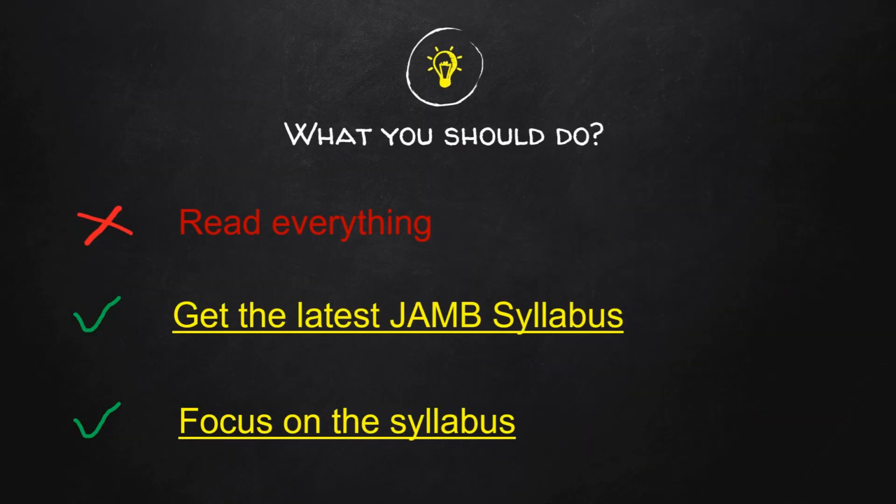Before we get to the last point, what should we do? You can see the first one, read everything. No, don't read everything. Like I said, you have to get the latest Jamb syllabus. Focus on that syllabus, and that is more than enough. Eight or nine months of preparation for Jamb with the syllabus is going to give you nothing less than 350 plus, and at the very least 280 plus. Just try this and you're going to see how wonderfully well you're going to do in the next exam.